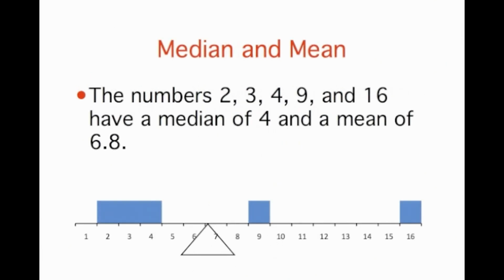To see this in action, let's apply these principles to a set of 5 numbers, 2, 3, 4, 9, and 16, with their median of 4 and their mean of 6.8. You can see that the distribution indeed balances at the mean of 6.8 and not the median of 4.